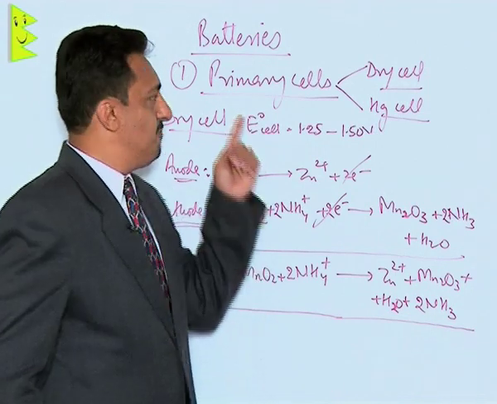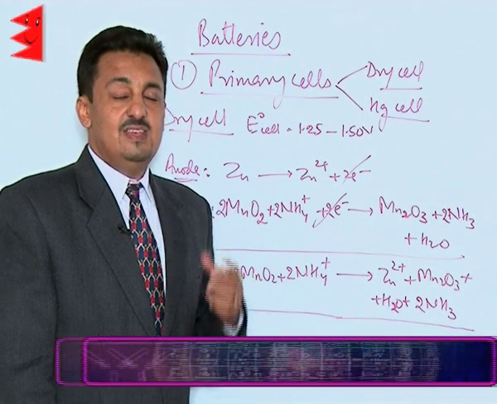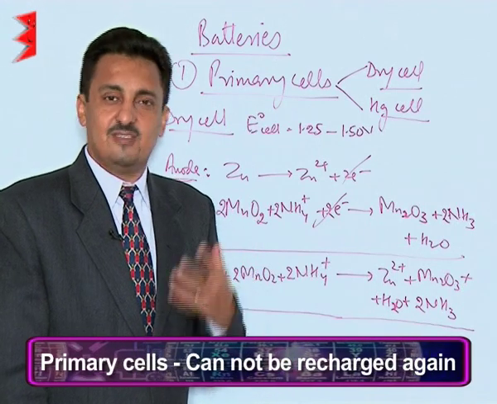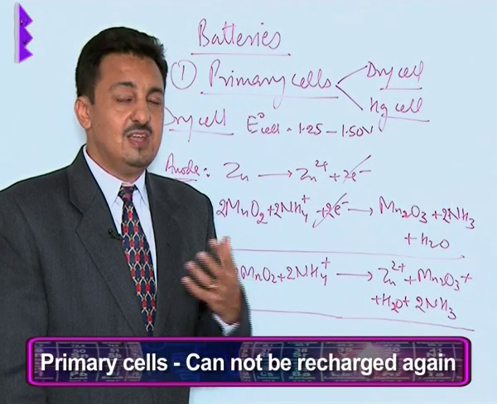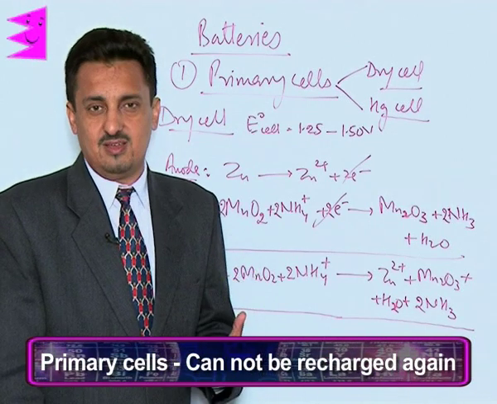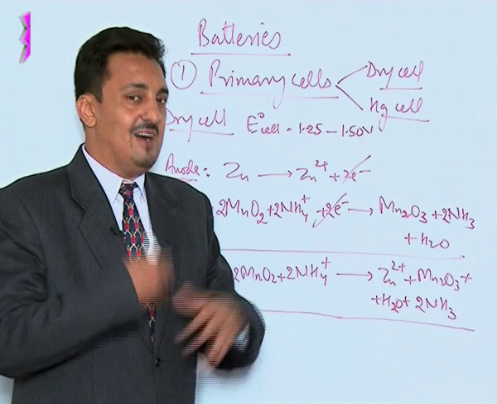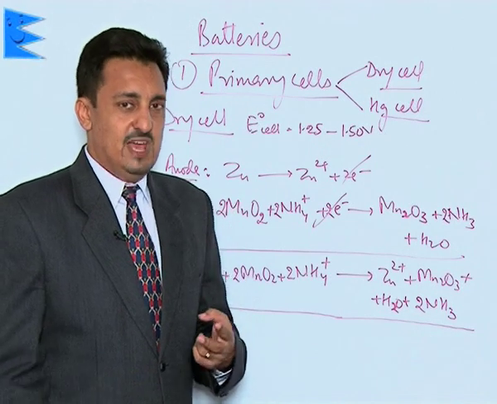Let us first study the primary cells. These are the cells which cannot be recharged again. Their electrolytes, once used, get decomposed and cannot be regenerated back. So they cannot be recharged again. Now they are of two types.